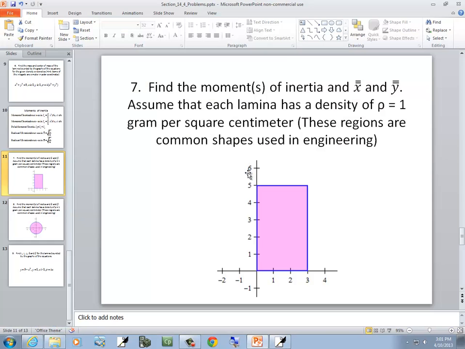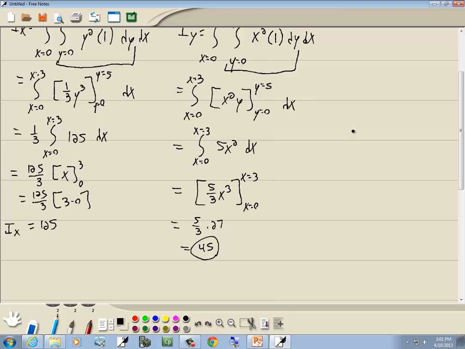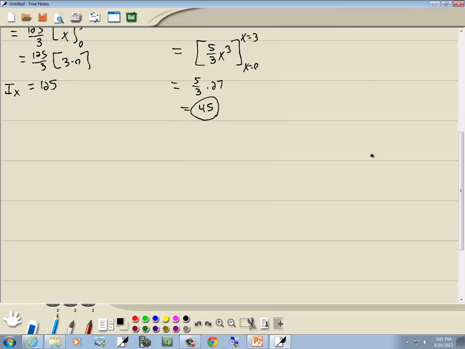What were they finding? Find the moments of inertia. Okay, and then the other ones. And this is going to be the square root of this. I guess we need m also, don't we? Okay. So come down here. M is going to be x equals 0 to x equals 3, and then y is equal to 0 to y is equal to 5, and rho, which was 1, dy dx.